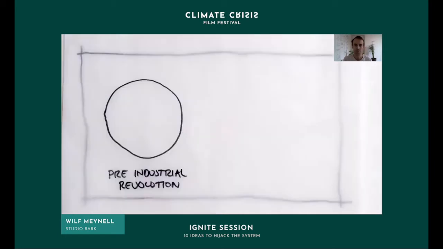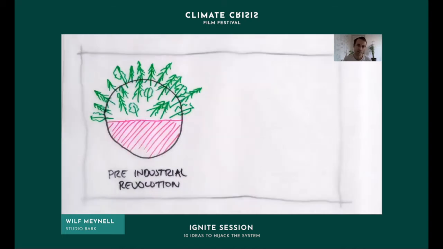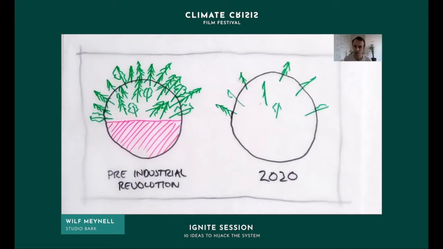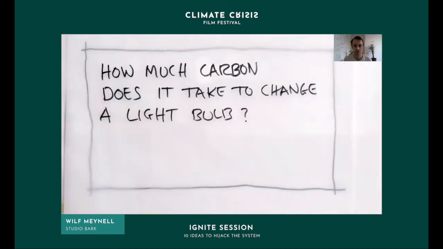What does this mean? Pre-industrial revolution, we had loads of lovely trees on the earth, and most of the carbon was locked up in the ground. We had balance. Now, in 2020, we have very few trees left, which have been replaced by buildings, industry, and infrastructure. Hence, the carbon has moved from the earth to the atmosphere. Imbalance.